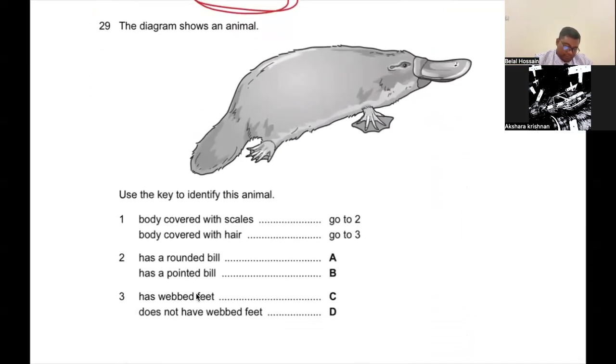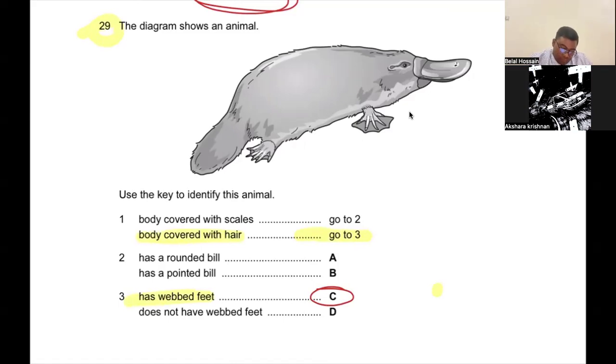Number 29. Give it a try. The diagram shows an animal. Use the key to identify this animal. Body covered with hair, go to 3. Has webbed feet, C. C is the answer. Correct. So how did you get to the answer? The body is covered with hair, so go to 3. It has webbed feet, so the answer is C. Perfect. You did great.